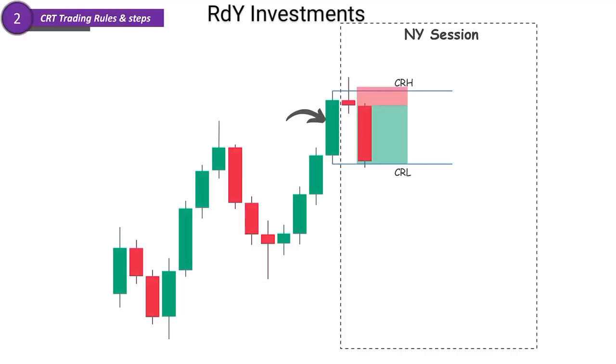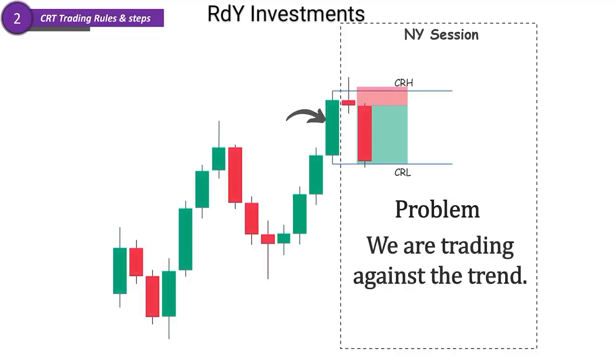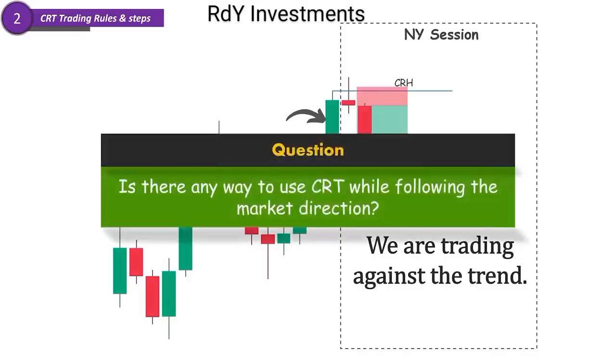However, there is only one problem with this approach. We are trading against the trend. Trading alongside the trend gives us more confidence and better high-probability setups. So, is there any way to use CRT while following the market direction? The answer is yes.